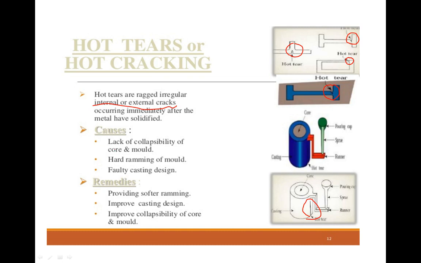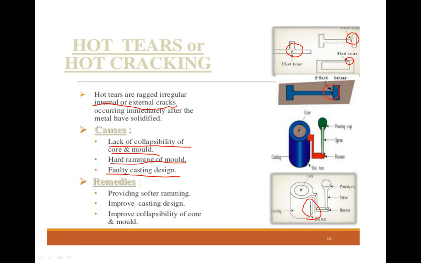So what are the causes? Lack of collapsibility of core and mold sand, hard ramming of molding sand, and faulty casting design. The casting design is faulty. That's why we see hot tears or hot cracks after the casting process.